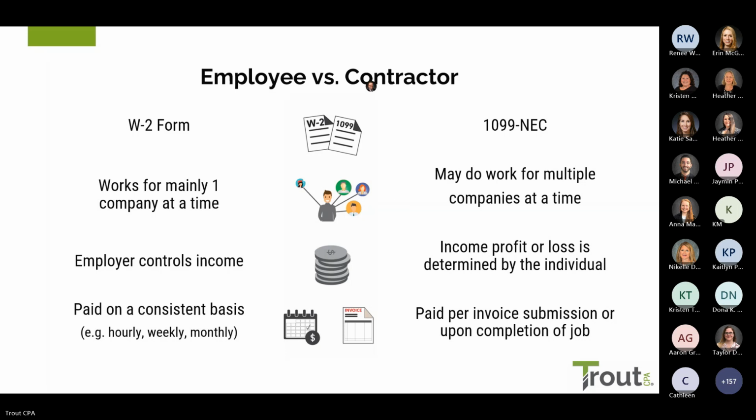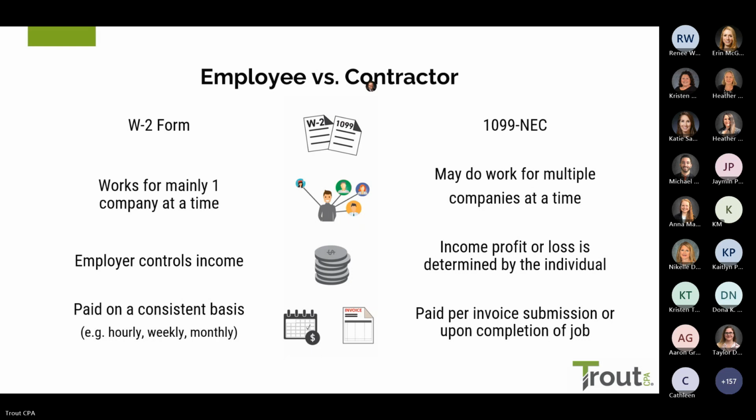In the employee case, the employer controls the income, how much is paid. Whereas a contractor, the profit or loss is determined by the individual contractor. They're making decisions on how much they need to charge for something. They're making decisions on how much of an expense they're willing to incur in order to provide a service. So the net of that is their profit or loss.